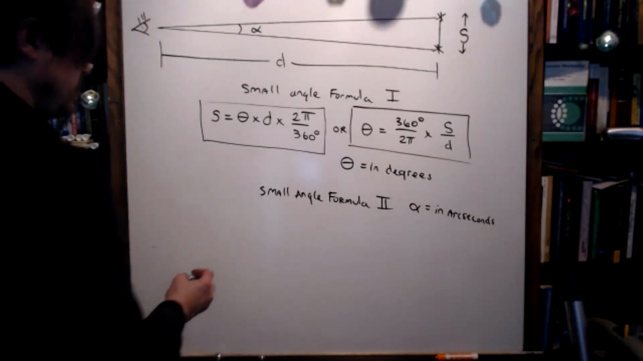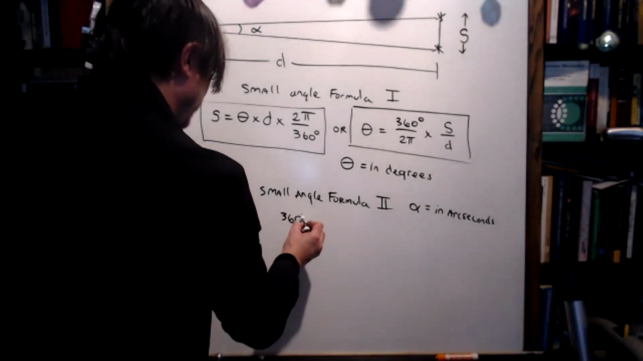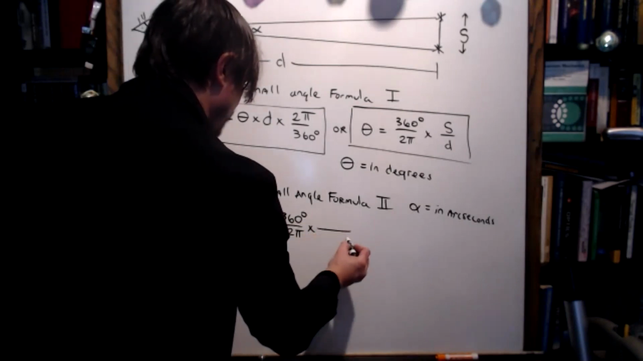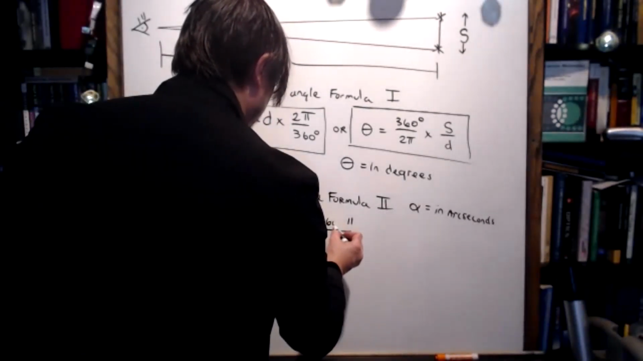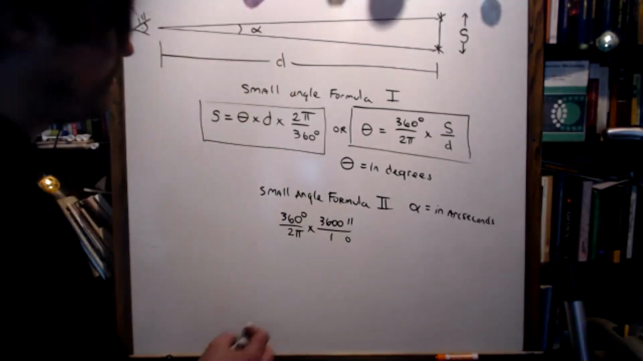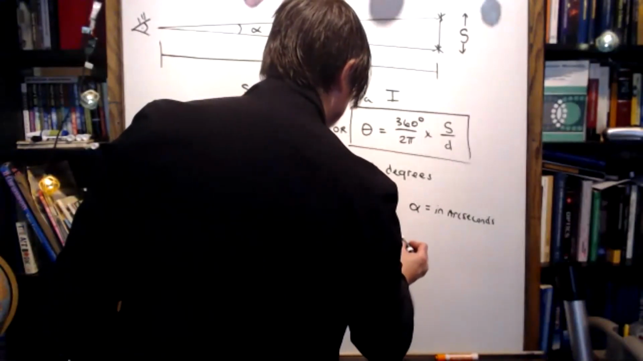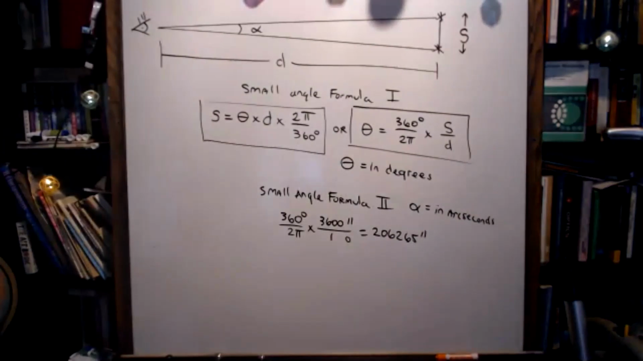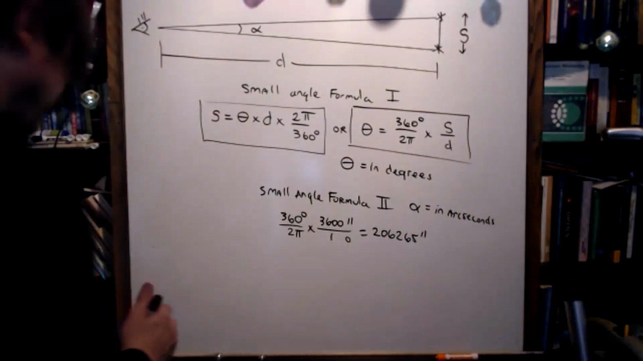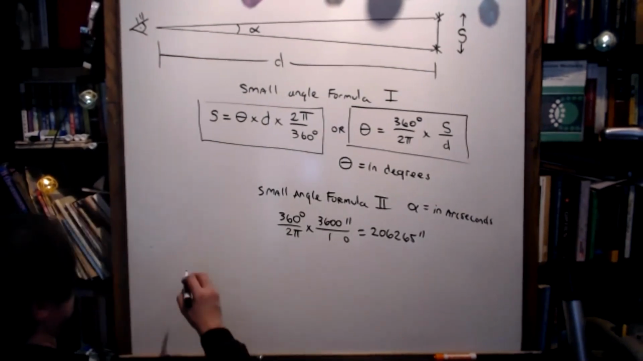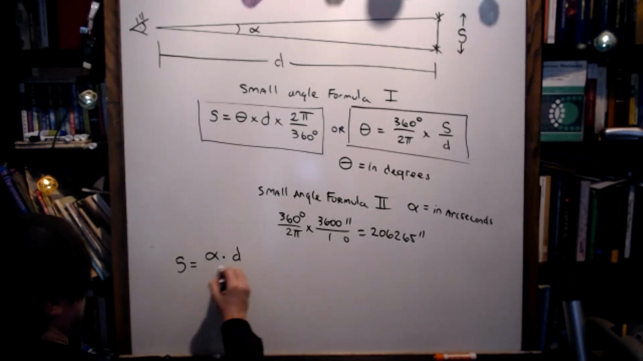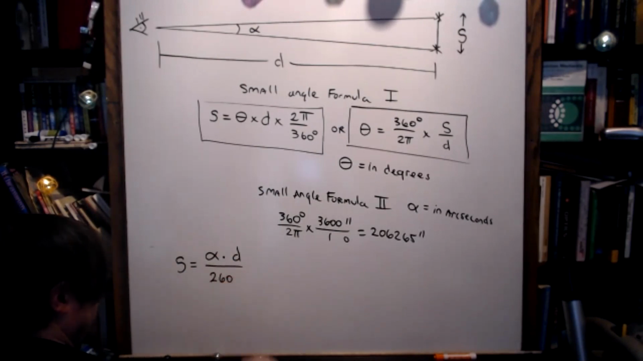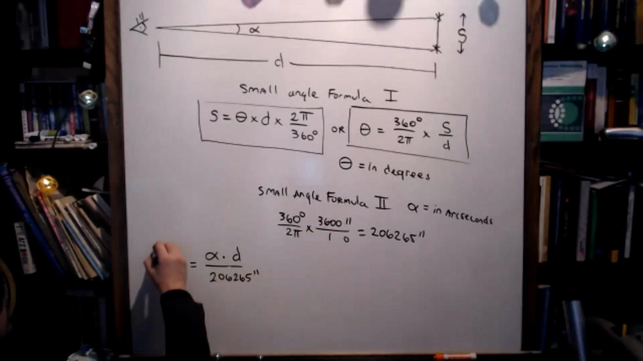It turns out that if you take 360 degrees over 2 pi and you do a conversion from arc seconds to degrees, where 1 degree is 3,600 arc seconds, you get this magical number in astronomy, 206,265 arc seconds. So I can rewrite the small angle formula part 2 in the following two ways. S is equal to alpha times d divided by 206,265 arc seconds.